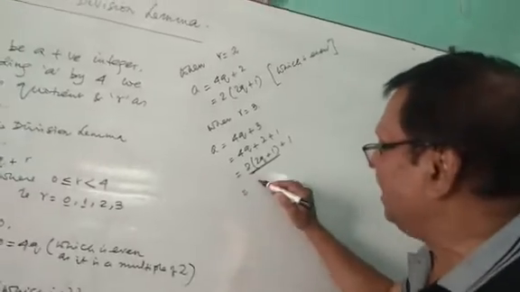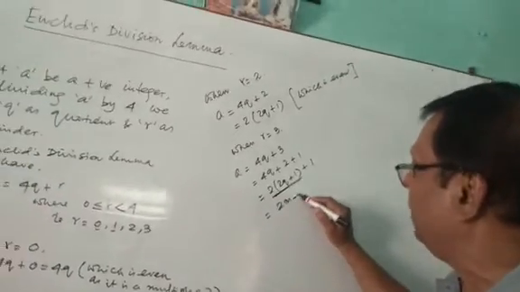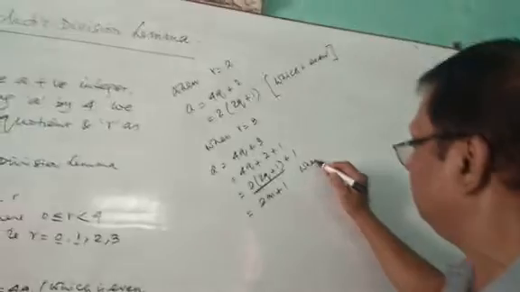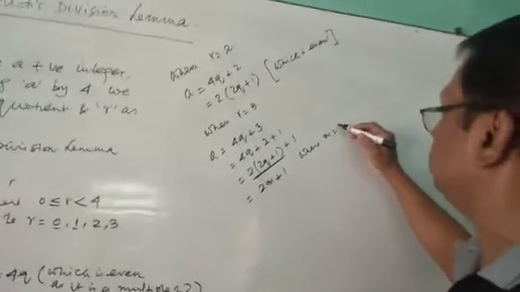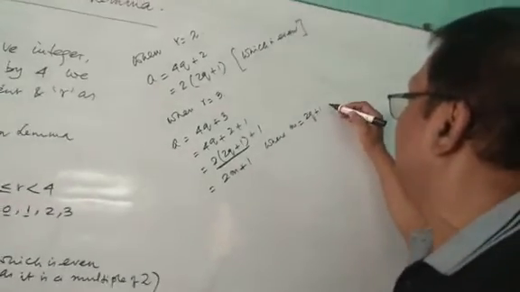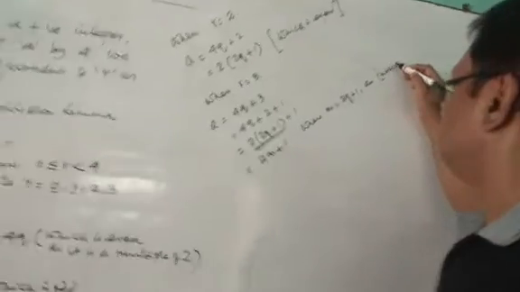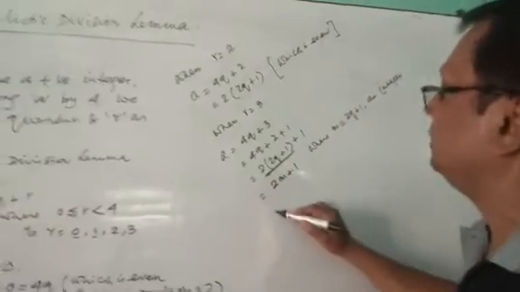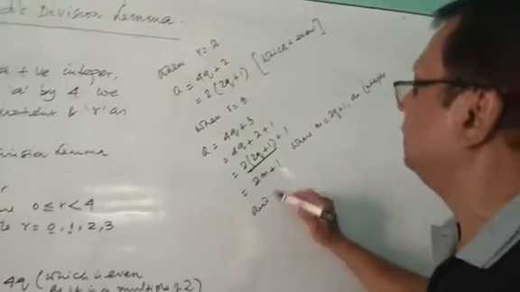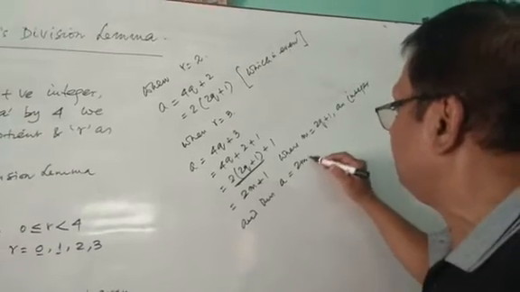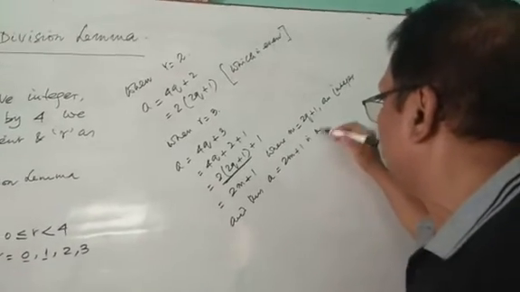This portion is even because it is a multiple of 2, and with it we have added 1. We can write it as 2m plus 1, where m is equal to 2q plus 1, an integer, and this a equals 2m plus 1 is odd.